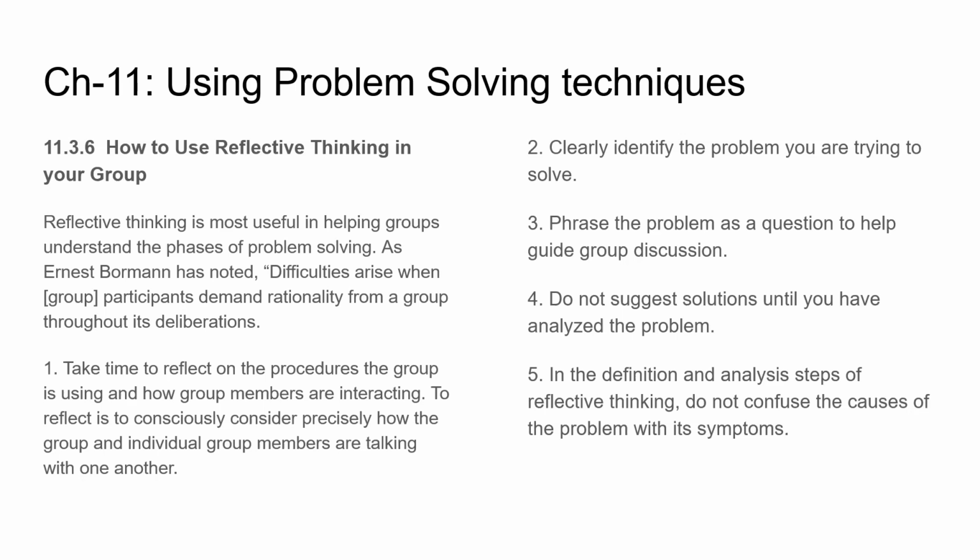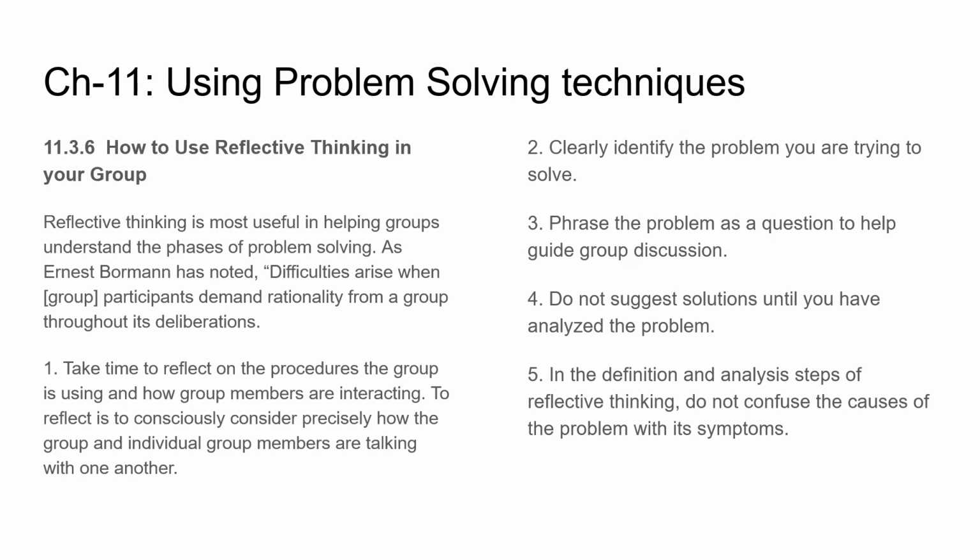So number one, let's take time to reflect on the procedures the group is using and how group members are interacting. So we can see, are we interacting? And let's maybe change that, make it easier, right? To reflect is to consciously consider precisely how the group and the individual group members are talking with one another. Is Discord working, right? Maybe we should do Canvas messaging again, Professor. Again, it goes towards our Canvas online participation points, right?